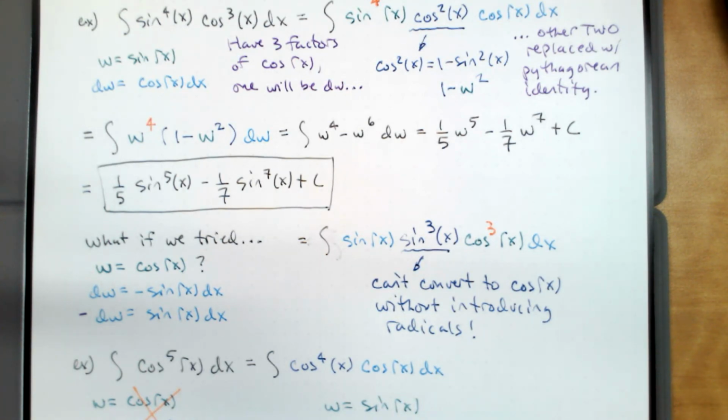Any questions? Rad. All right, that's going to be it for today. Tell me when sine to the mx times cosine to the nx is not a substitution problem.